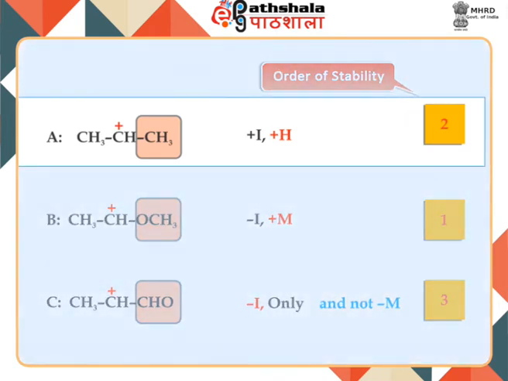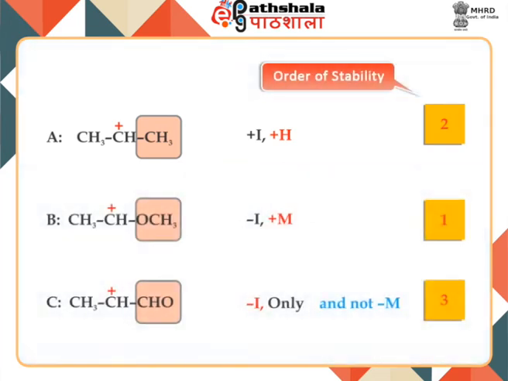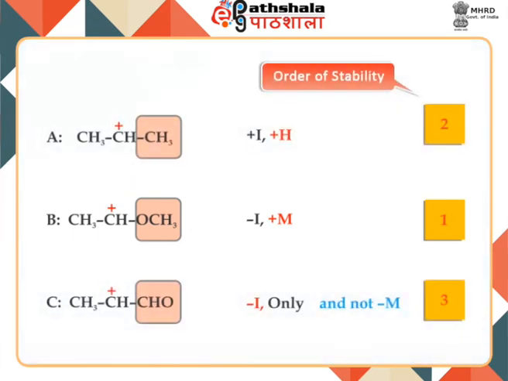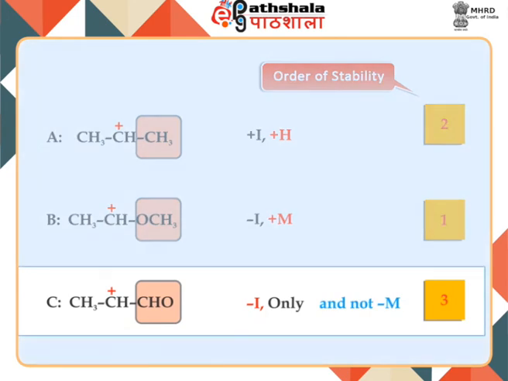In A, the group is CH3, which is exerting both plus I and plus H effect, of which plus H is the dominant effect. In B, the group OCH3 is exerting both minus I and plus M effect, of which plus M is dominating. In C, the group CHO is exerting minus I effect only.